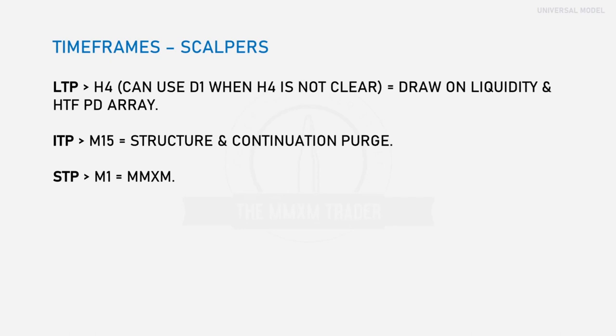So wrapping up that universal model, now we're going to talk about those scalpers. It's all fractal, time is fractal. The swing traders use those monthly and weekly charts. The scalpers use that 4-hour chart as their higher time frame. So our long-term perspective is going to be the 4-hour time frame, but we can also use the daily time frame when the 4-hour is not clear enough. And we'll use this again as our drawn liquidity and our higher time frame PD array. Then for the intermediate term perspective, this time we'll use a 15-minute structure and continuation purge. And then our short-term perspective or entry model is going to be on that 1-minute market maker model and entry.